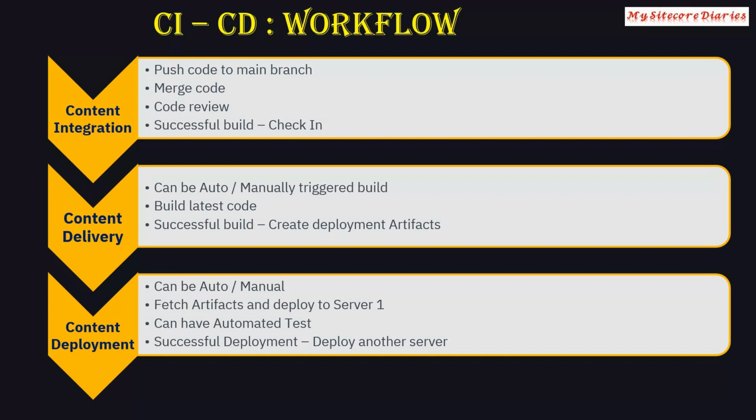Once it is triggered, it will fetch the artifact. It will not deploy to every server; it will first deploy to server one and run the automated test on it. If the automated test is successful, only then will it deploy to the other servers. So these steps give you a controlled deployment, and your website remains available. The deployment should not interfere with your live users. So this is a high level summary of your CI/CD process.